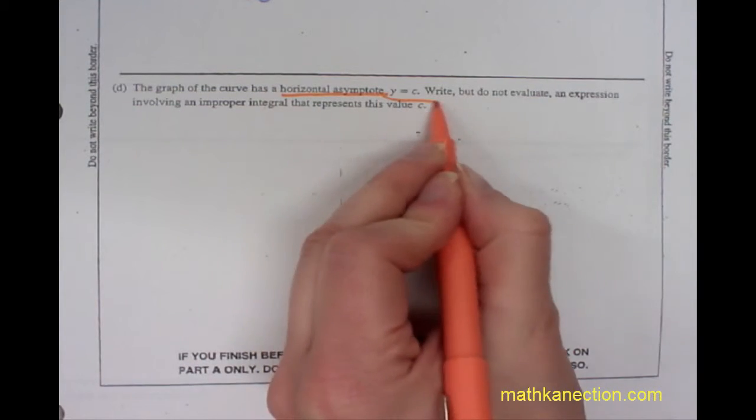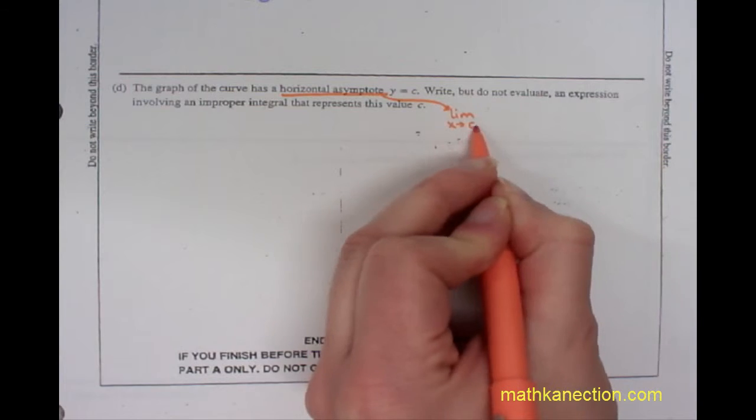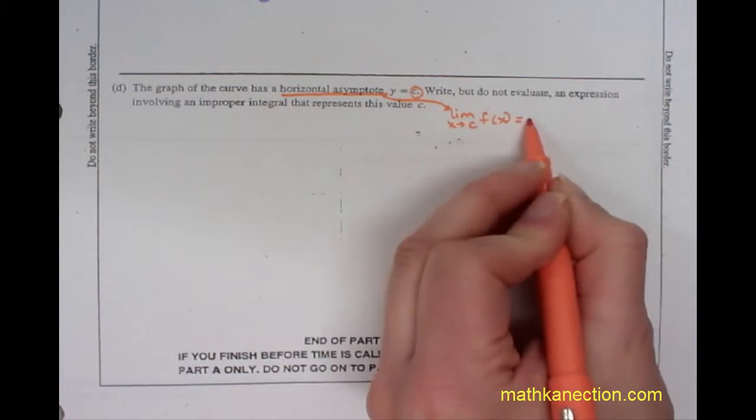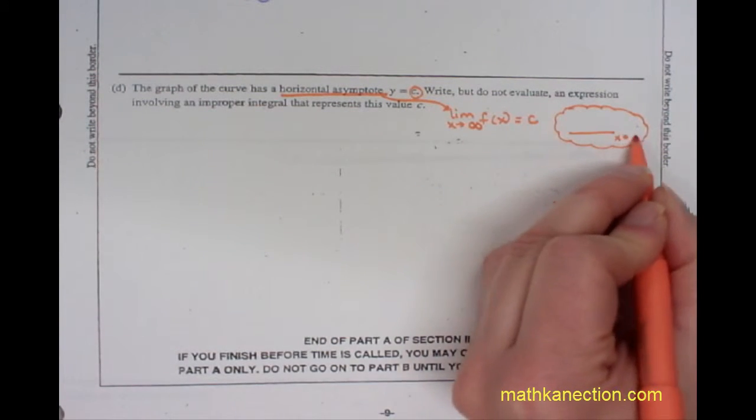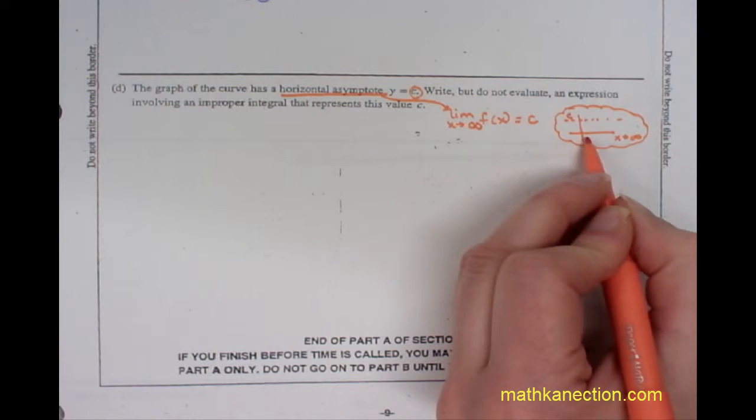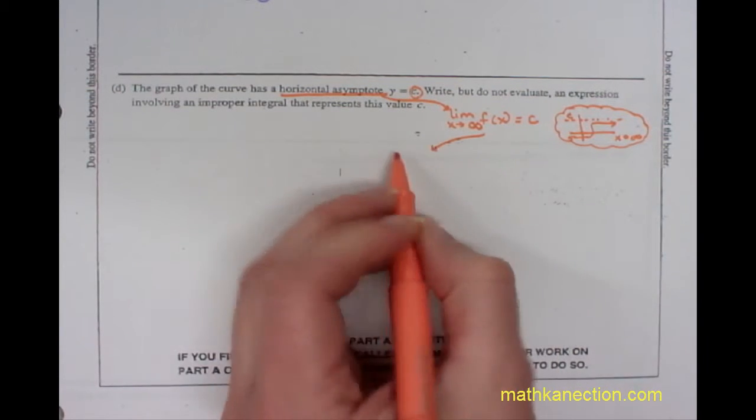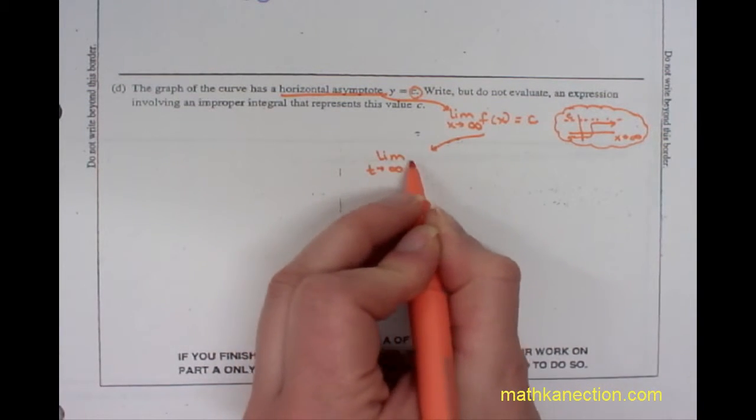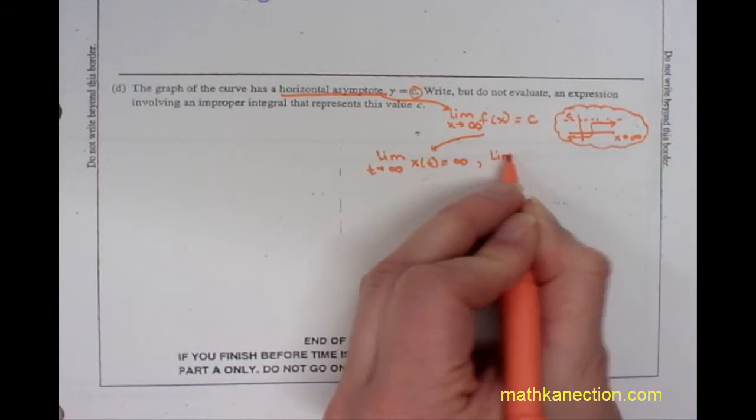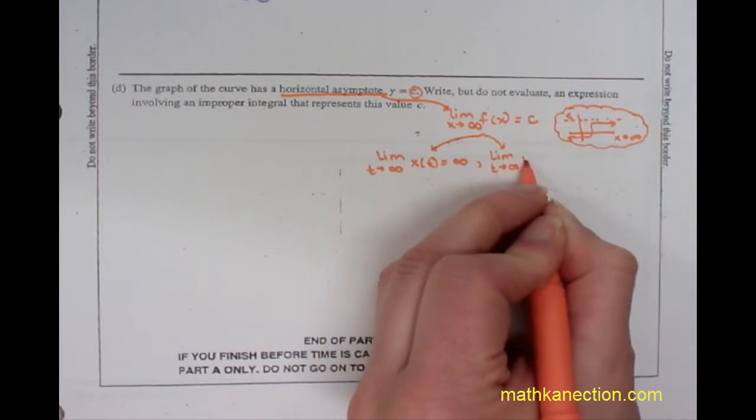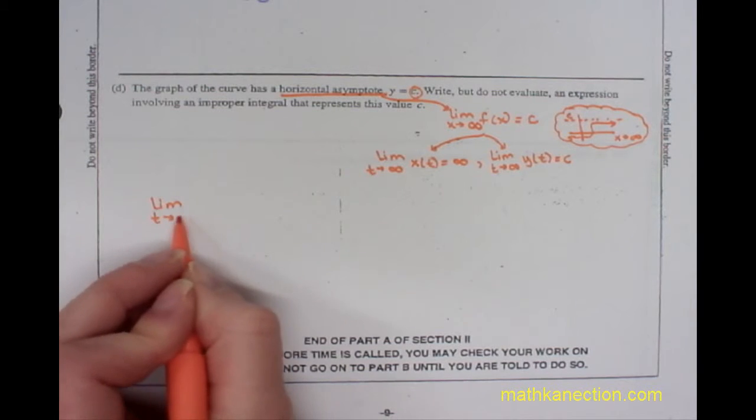For a horizontal asymptote at y equals c, that means the limit as x approaches infinity of f of x is equal to c. Looking at a sketch of the graph of a horizontal asymptote at c, as x goes to infinity, y goes to c. So that means the limit as t goes to infinity of x of t is going to be infinity, and the limit as t goes to infinity of y of t is equal to c.